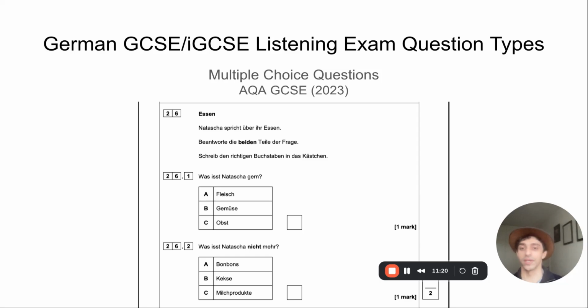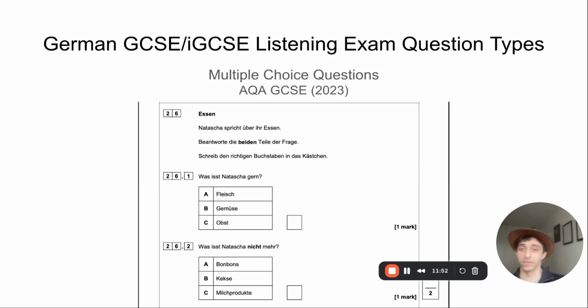Multiple choice questions are nice in the sense that you've got a limited number of options to choose from. So here we've got 3 options to choose from for every single question. And the topic for this question is, of course, food, Essen. And you just have to select which one is correct out of those 3. The number of options for these multiple choice questions can vary. Often it is 3, but not necessarily always. And usually you will have to select simply one correct answer out of the number of options available.